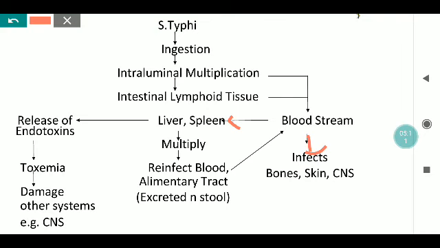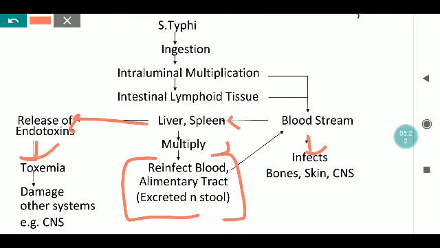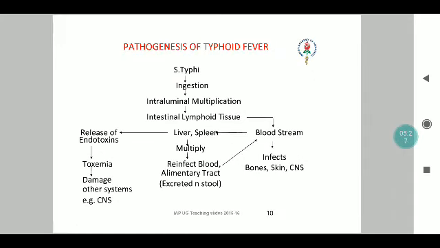Further, there is a reinfection of the alimentary tract and it is excreted through the stool and multiplies. And from the liver and spleen, there is also release of endotoxins, which results in toxemia and damages other systems, including the central nervous system also. So there can also be a multi-system involvement of typhoid fever.